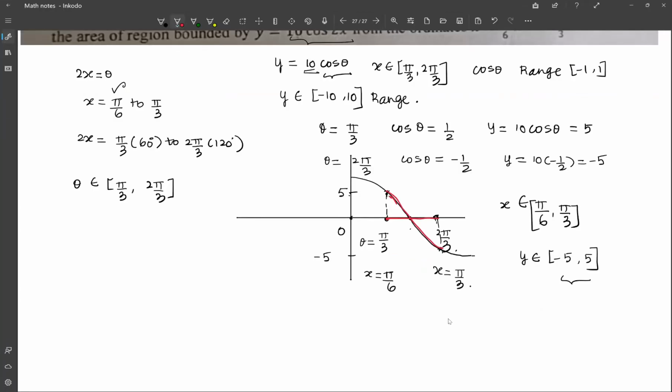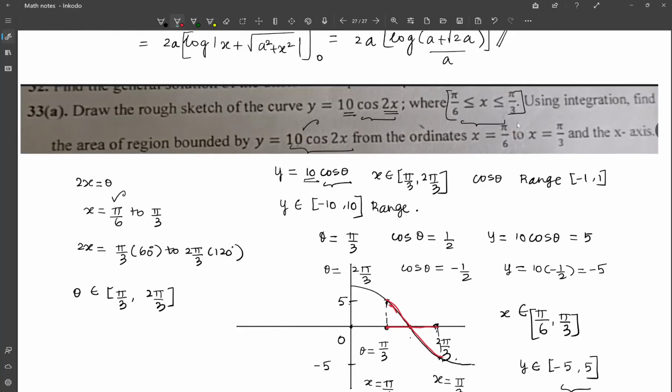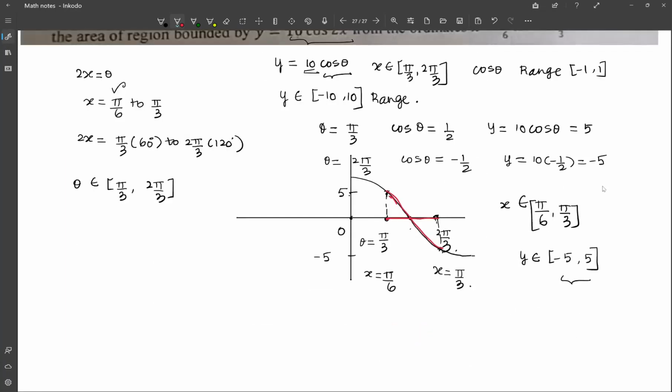For this question, we also have to find the area of the region enclosed with respect to the x-axis. It is given the same function between the ordinates x is equal to pi by 6 to pi by 3 and the x-axis. If you observe, this is from 60 degrees to 120 degrees, and the region rests completely on the x-axis, which means you will have to take the area as 2 times the integration of, you either choose this one or this one. I'm choosing the one that is upright above the x-axis.